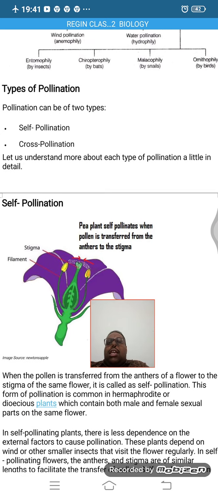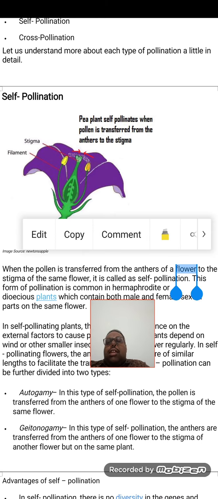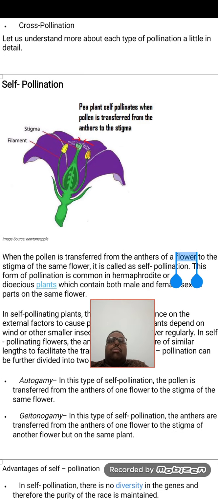Now, if you look at self pollination, for it to take place two things are very important. That means there are two types of flowers. One type of flower is one in which male and female parts are present in the same flower. If self pollination takes place inside that flower, that particular type of pollination is known as autogamy. Remember that, it should not be confused.